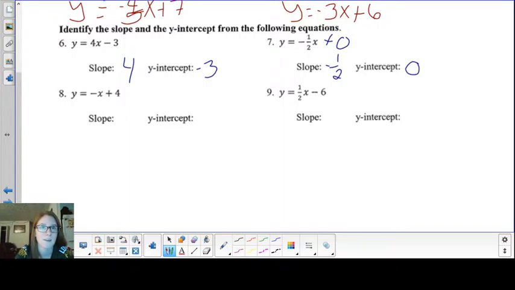Number 8, what invisible number is in front of my x? Good, -1. And my intercept? 4. And then 9, my slope is 1/2. My intercept is -6. You're probably thinking to yourself, okay, what does any of this mean?